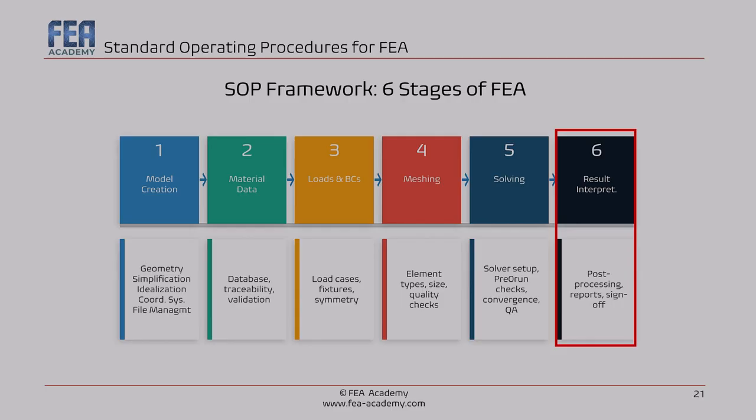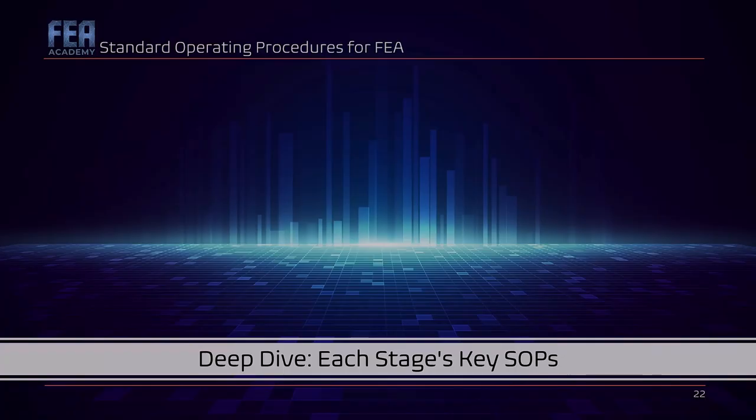And finally, at the result interpretation level, what do the numbers mean? This is the stage most vulnerable to cognitive bias, confirmation bias in particular. SOPs here enforce predefined acceptance criteria, standard visualization, and explicit documentation of what the results can and cannot be used to conclude. So let's go deep now. We're going to spend the next minutes working through specific actionable SOPs for each stage.